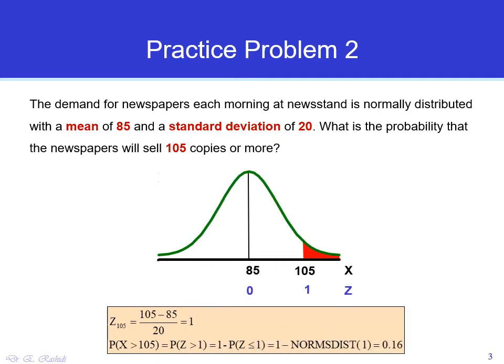The probability that z is less than 1, we find that from the table, and then we subtract it from 1. We can also use the normal.dist from the Excel to do that, and we get the probability is equal to 0.16. So we find this probability from the z table, and then we subtract it from 1, and we get 0.16. So the probability that the newspaper will sell more than 105 copies is 16%.